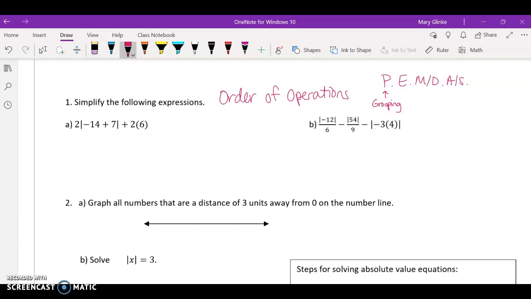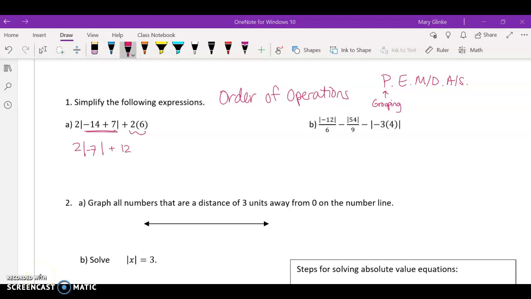A good example of this is A. We have this grouping symbol of the absolute value, so we want to simplify everything inside of it first. -14 plus 7 is going to be -7. So we've simplified the absolute value. And then we can also do 2 times 6, that's another grouping thing there, to get 12.